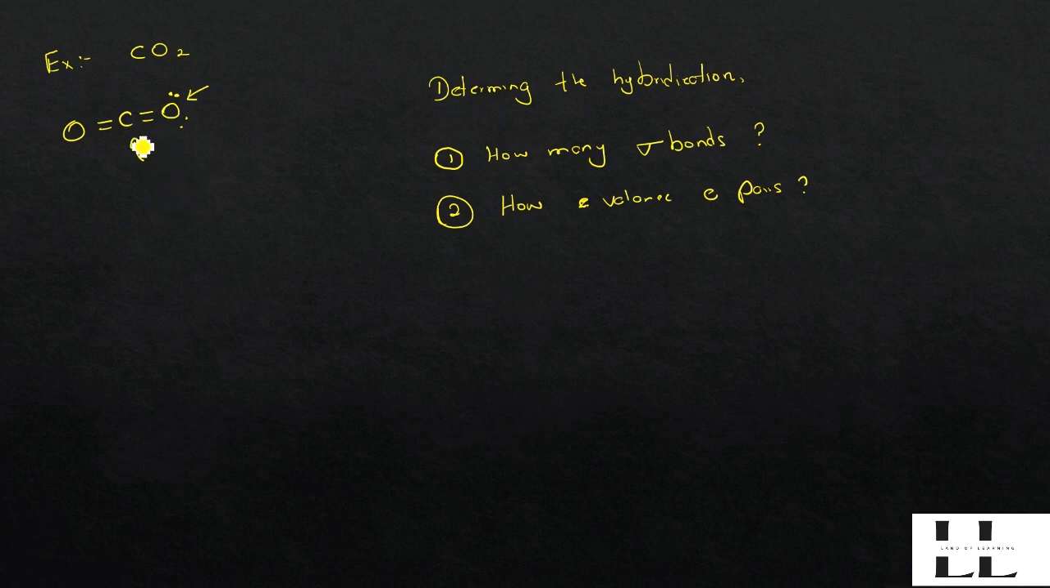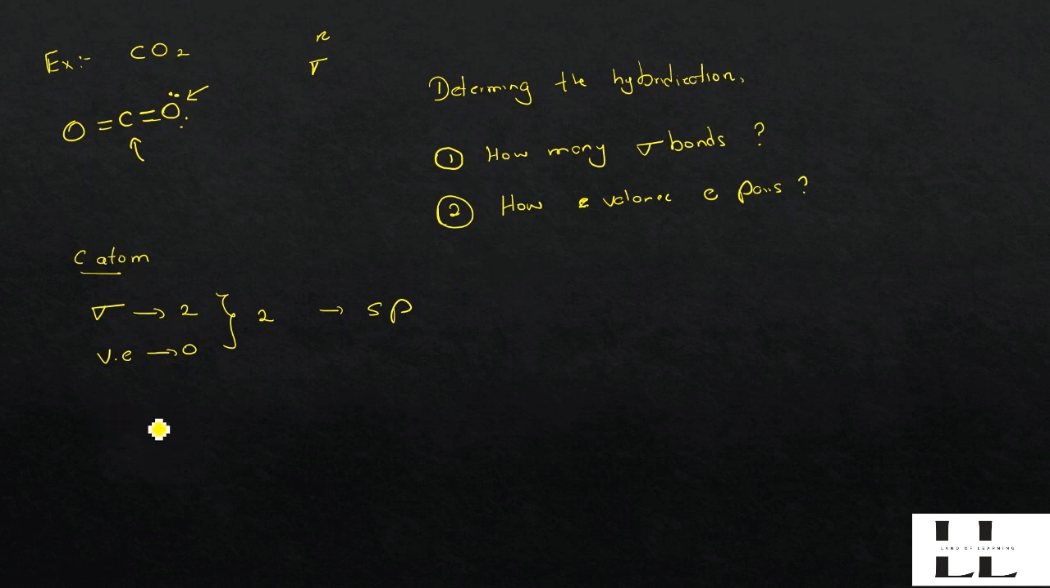So let's calculate. First let's take the carbon. How many sigma bonds? 2 sigma bonds. Here we have a double bond, right? When a double bond is forming, one is sigma, the other is pi. You need to know that. So in this carbon atom we have only 2 sigma bonds, 1 and 2. Is there any valence electron pairs? No, none. So the total is 2. So the hybridization of the carbon atom should be sp.